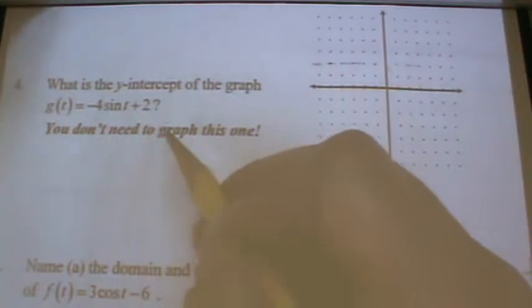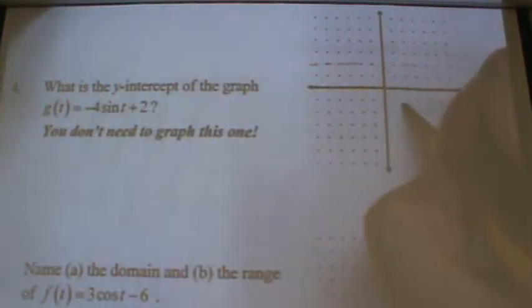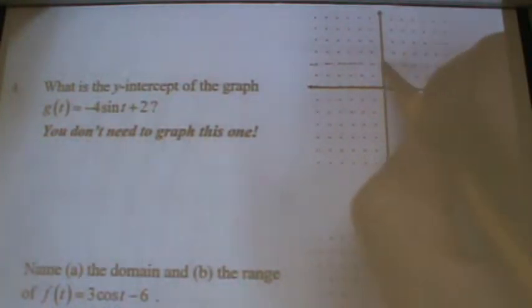Next one. What is the y-intercept of this graph? Well, if you were to graph this, it's shifted 2 up, but it goes backwards. So that is your y-intercept, 0, 2.